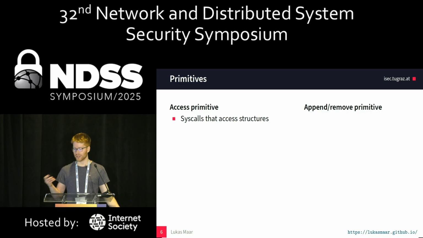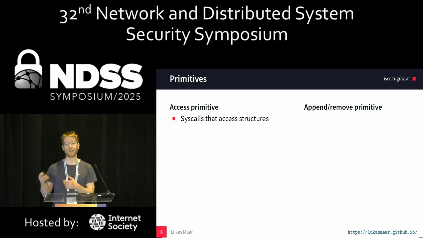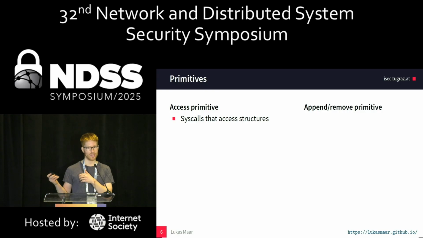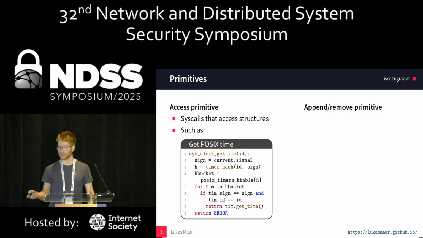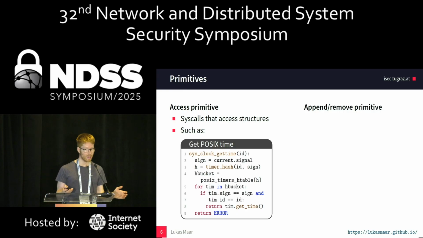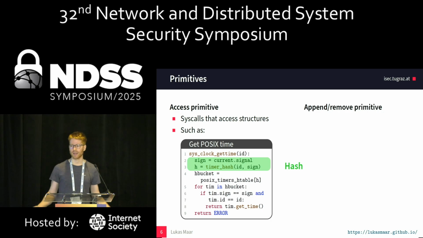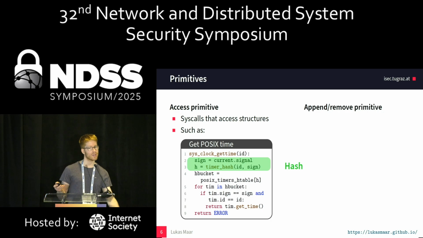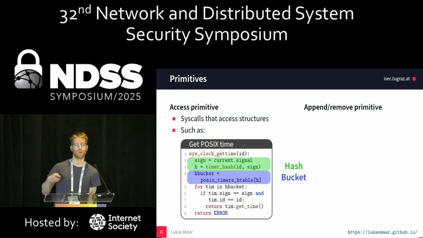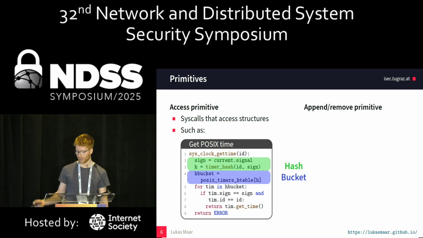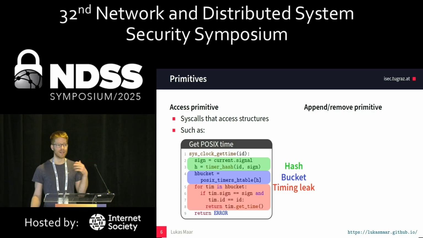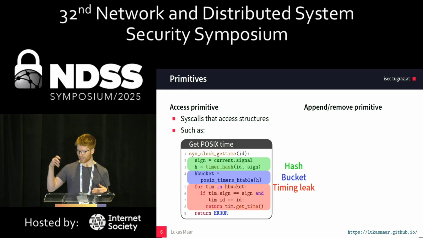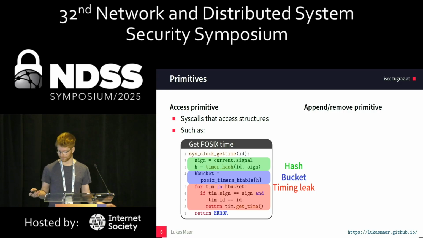Access primitives are syscalls which internally access these kernel data structures. One example is to get the time from a POSIX timer. In the first stage, it calculates a hash with a kernel address and a user identifier. In the second stage, it obtains a reference of a hash bucket. And in the third stage, it leaks the occupancy level of that specific hash bucket through timing.